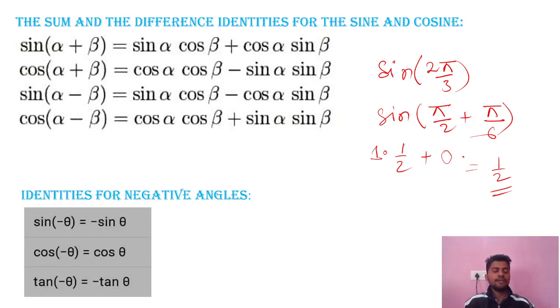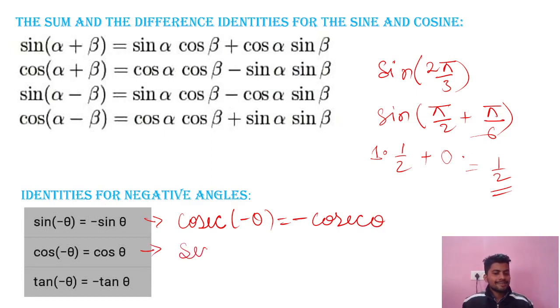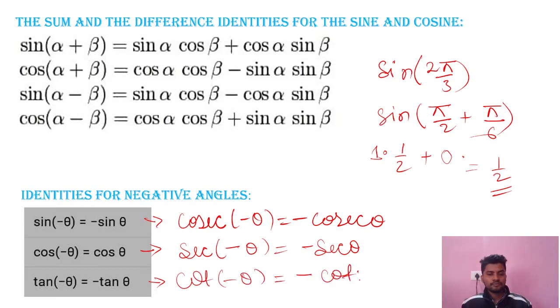Now there are identities for negative angles as well. If the angle is negative, then the function will be negative for sine and tan, but for cos, it will be positive. And it is valid for reciprocals also. That is, sine of minus theta is minus sine theta, and cosec of minus theta is minus cosec theta. Cos of minus theta is cos theta, but the cos reciprocal is sec. Sec of minus theta is sec theta. Tan of minus theta is minus tan theta, and its reciprocal is cot. Cot of minus theta is equal to minus cot theta. Okay, so these are some reciprocal identities.